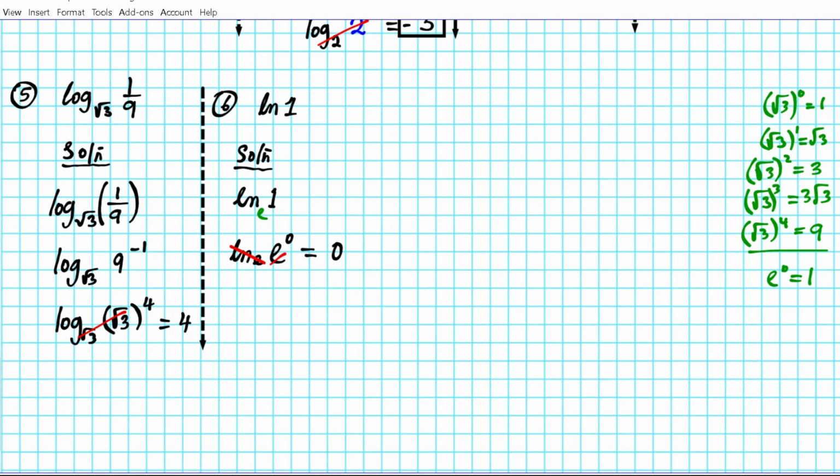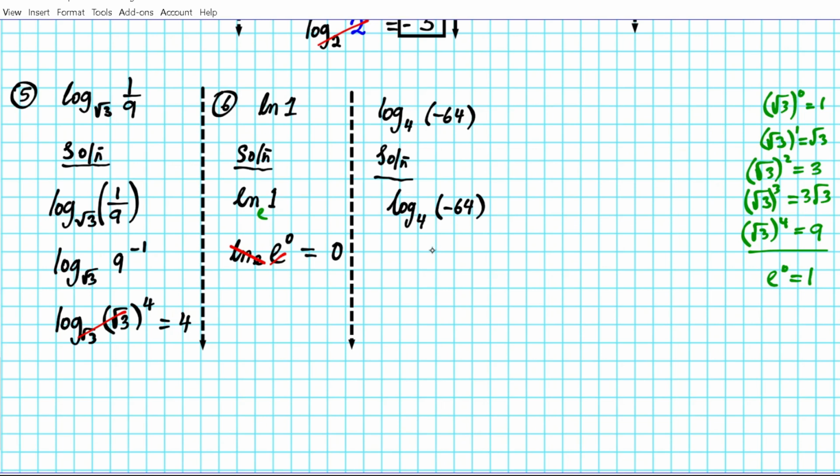Okay, let's take a look at number 7. For number 7, let's say we want to find log base 4 of negative 64. Let's go ahead and try that out. So what is log base 4 of negative 64?